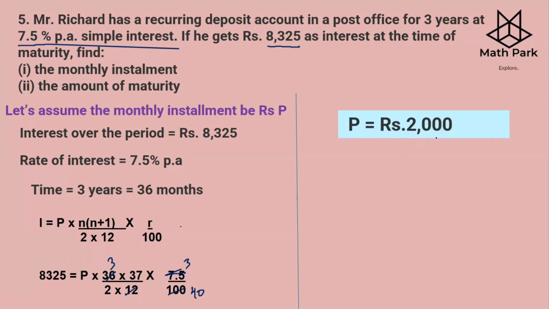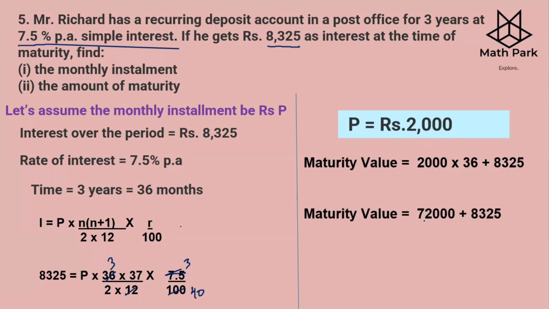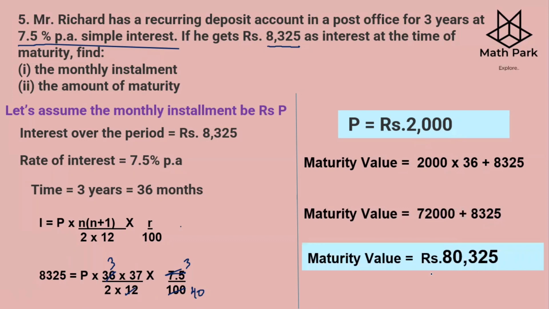Now we got the principal as 2,000. We know that the amount of maturity is given as P times n plus I. 2000 times 36 is 72,000 plus 8,325. The maturity value is rupees 80,325.